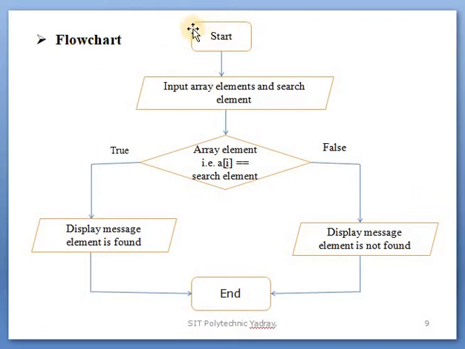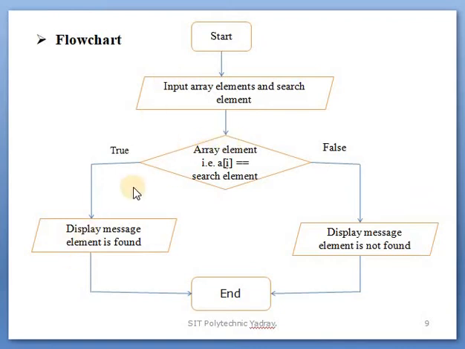First is the rounded rectangle symbol. This symbol is used only for start and end. Second symbol is the parallelogram. For which purpose is it used? For the input purpose and also the output purpose.